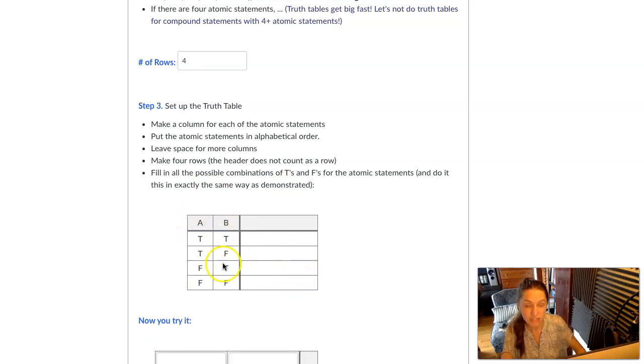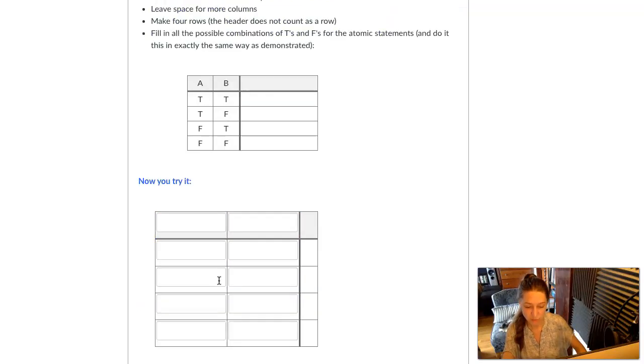And always do it in this way. Start with the first column and make the top half T's and the bottom half F's. Then cut that in half and make TF. By your last column, in this case there's only 2, the column should just be TF, TF, TF, right? The reason to do it the same way is so that your homework assignments will all be the same and you'll get full credit on auto-graded stuff. So now you try it.